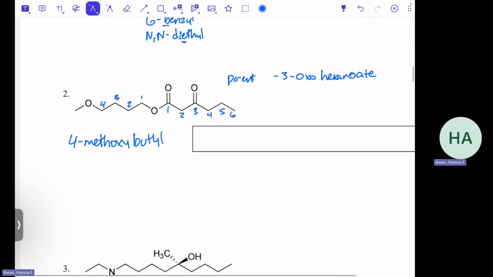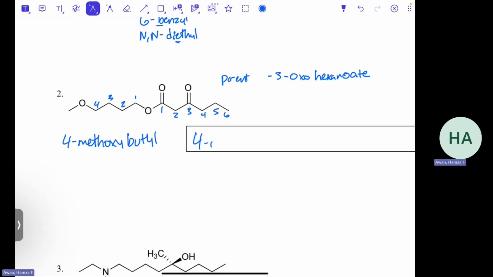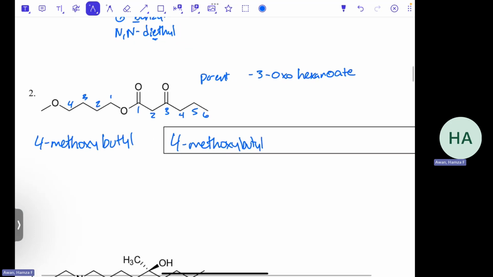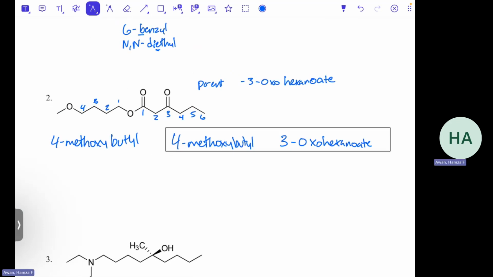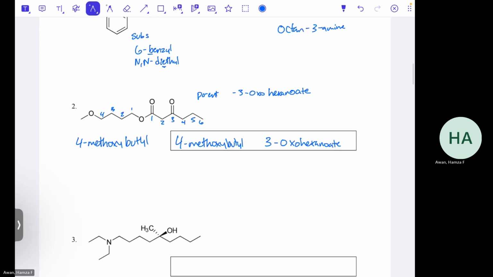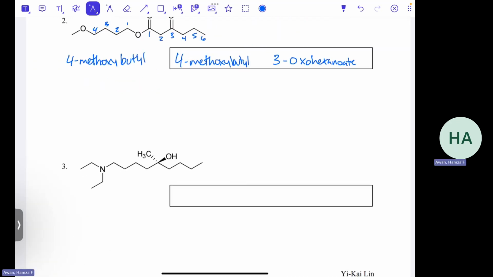And on this one, we don't have any stereochemistry, so we can just put it all together. 4-methoxybutyl, making sure to put the O side of the ester chain first. And then instead of the dash in between, like I said previously, we're going to put a space, and then we're going to start with 3-oxohexanoate. And that is going to be our name structure. Are there any questions on that one? All right, going to the next one.